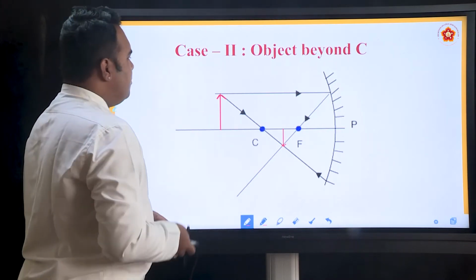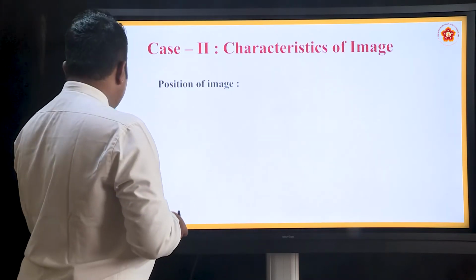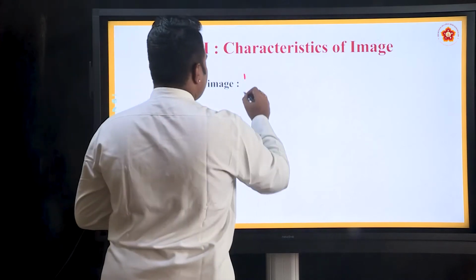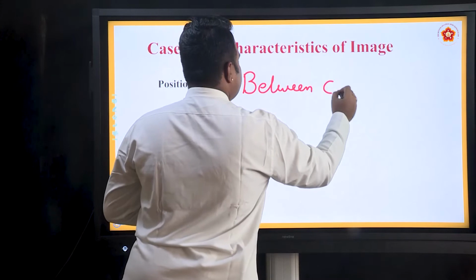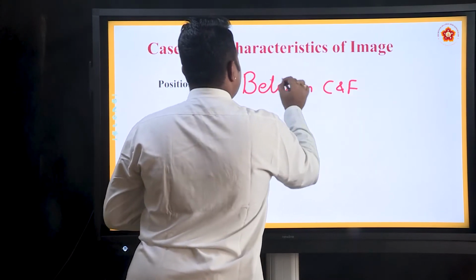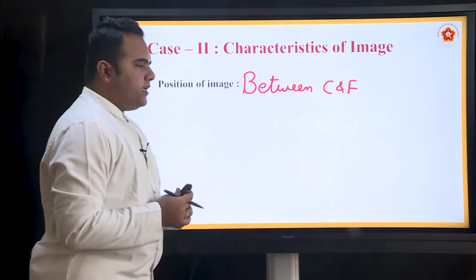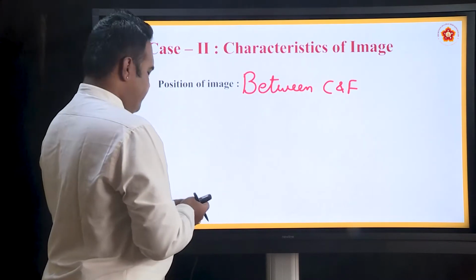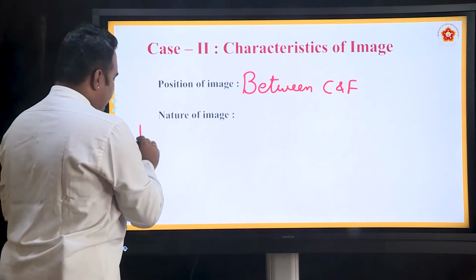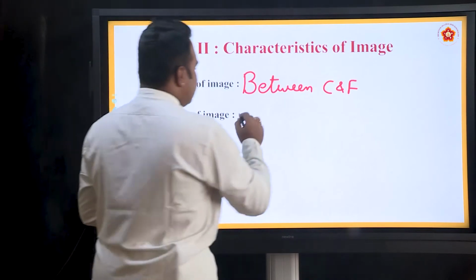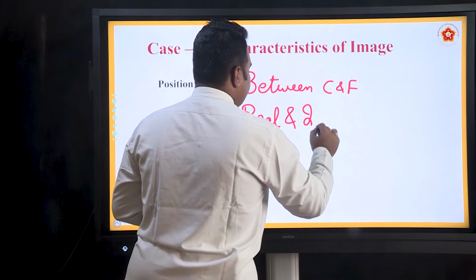So, let us see how we write it. Position of the image: between C and F. Remember, the position of the object is beyond C, and the position of the image is between C and F. Nature of the image: if you have seen the ray diagram, the image is formed like this: real and inverted.